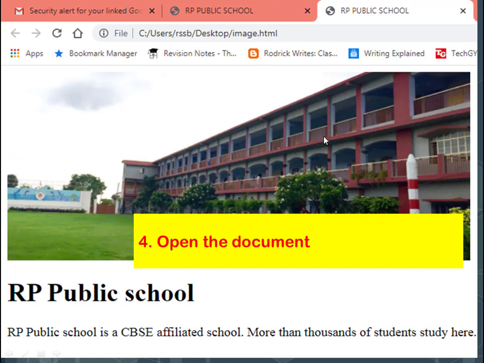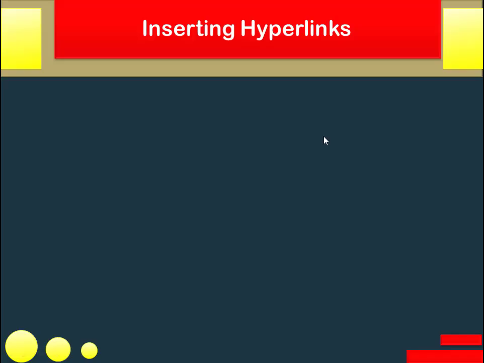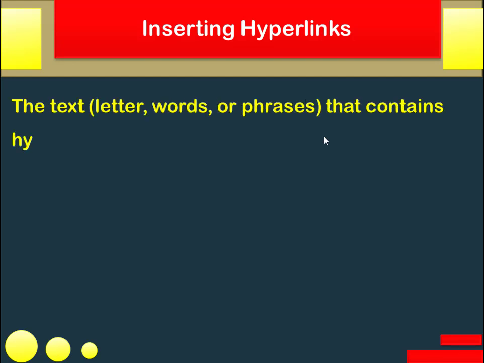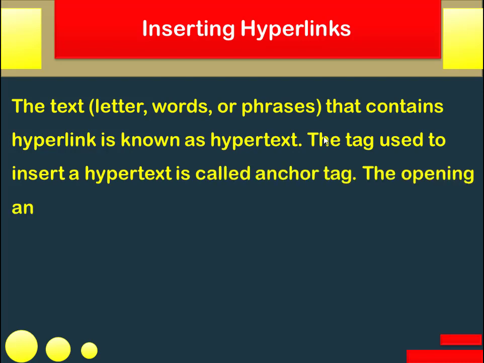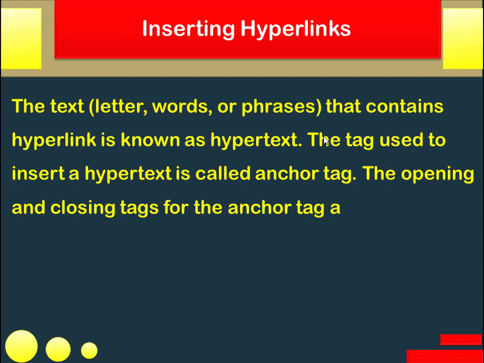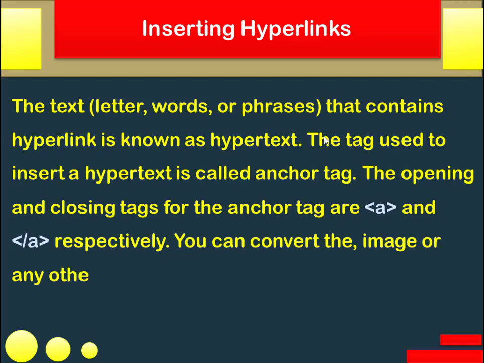Okay, now next we are going to learn about inserting a hyperlink. What is a hyperlink? The text, letters, words or phrases that contain a hyperlink are known as hypertext. The tag used to insert hypertext is called the anchor tag. The opening and closing tags for the anchor tag are A and closing A respectively. You can convert the image or any other HTML element into an anchor. So a hyperlink is a link that connects two objects or two pages, whatever it is. So this is a link between two objects.